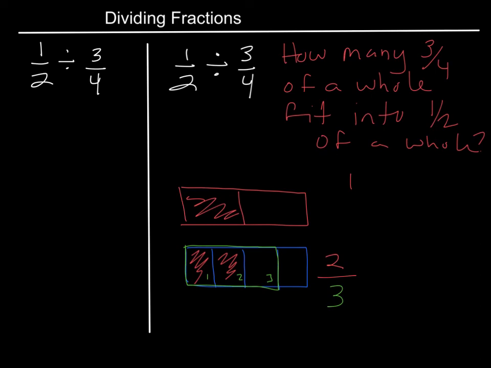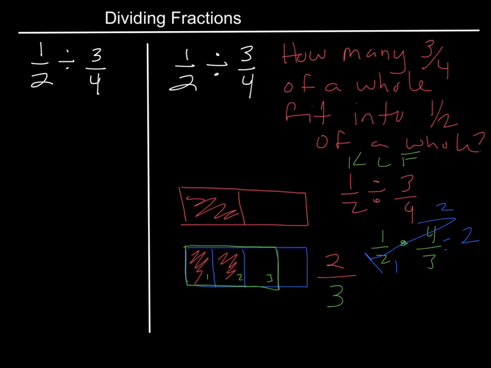Okay, and we can do that doing the keep, change, flip as well. So I have 1/2 divided by 3/4, and then I'm going to keep, change, flip. So that is 1/2 times 4/3. And so now I'm going to simplify these. That becomes a 2, that becomes a 1. And then when I multiply, I get 2/3, just like I did here. Okay? So that's a tricky one.